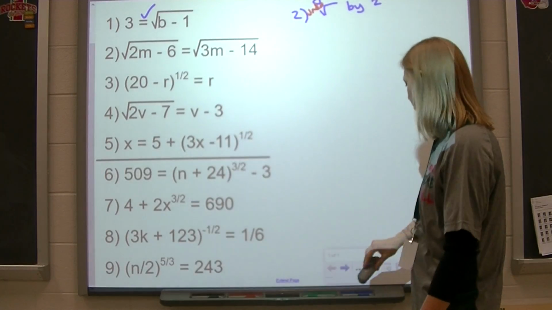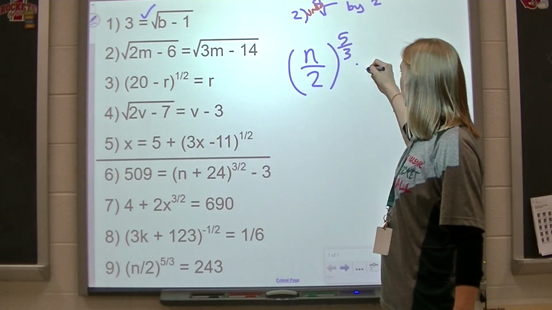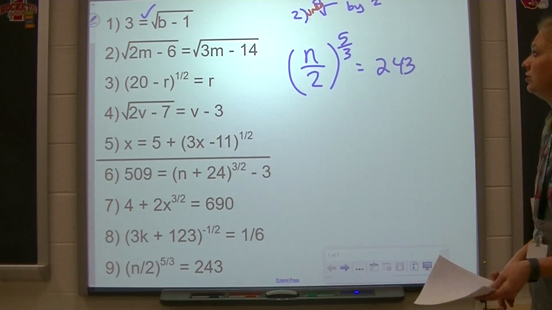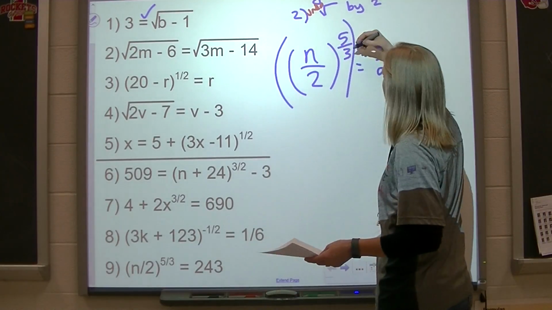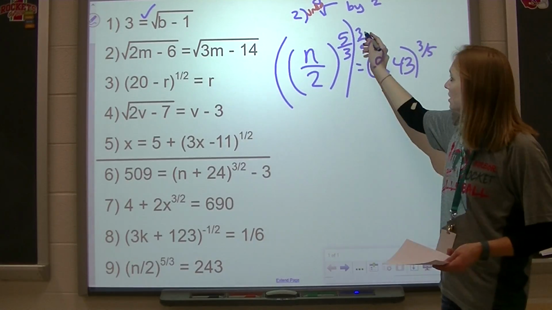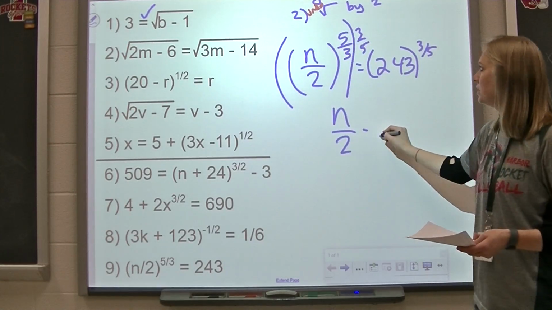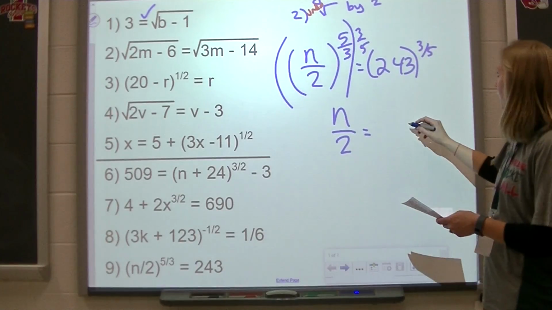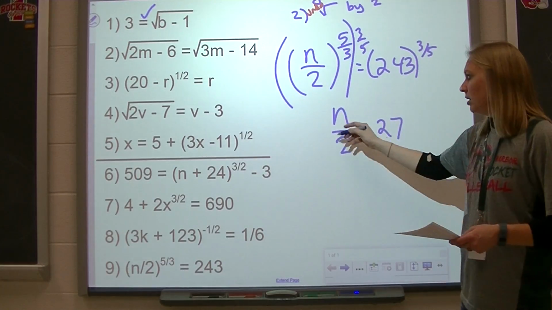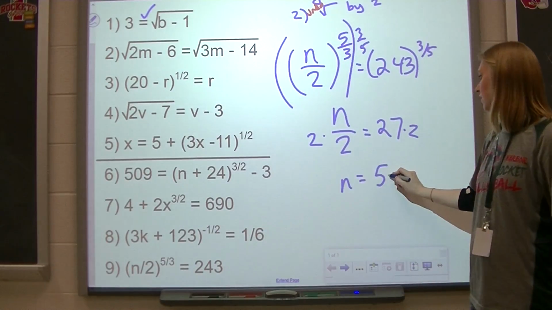And then lastly, let's look at example 9. We have n over 2 to the 5/3 power equals 243. Our group that's raised to the radical is already isolated, so we just have to undo that, which again would be raising it to the power of the reciprocal, which would be 3/5. That gives us 15/15, which is n over 2 to the 1st power, and 243 to the 3/5 power. 243 to the 3/5 power is 27. And then we have n divided by 2 equals 27, undo, multiply by 2, and we'll get n equals 54.